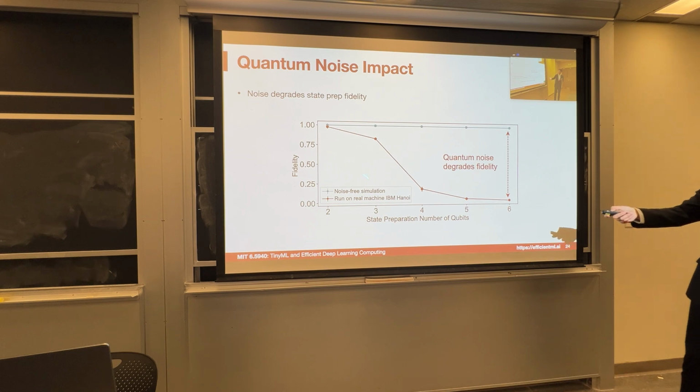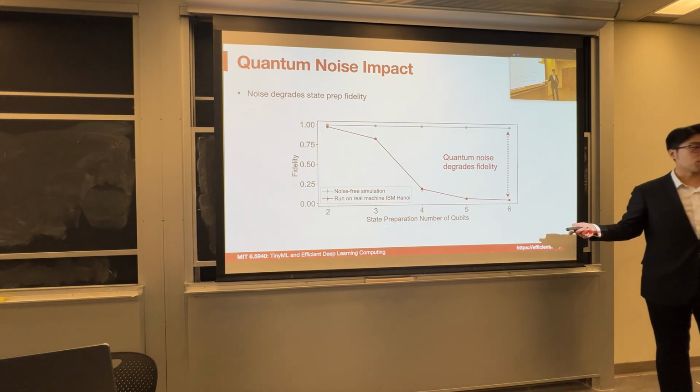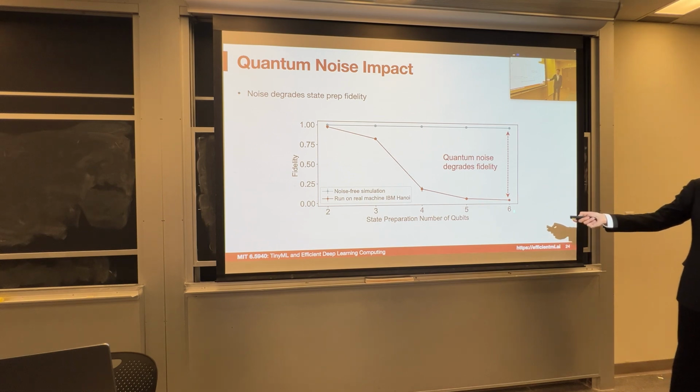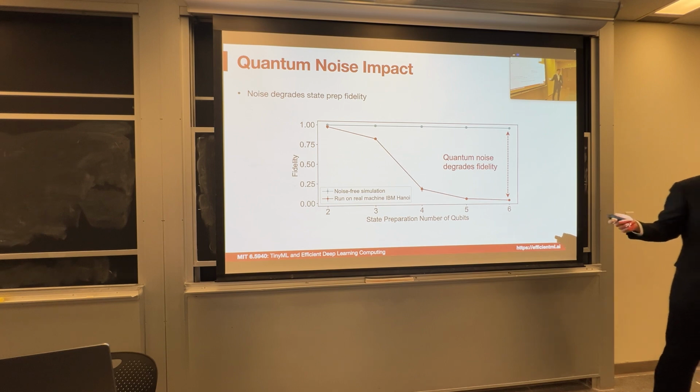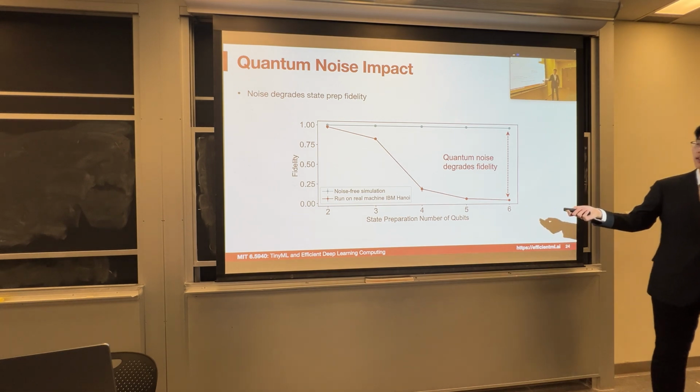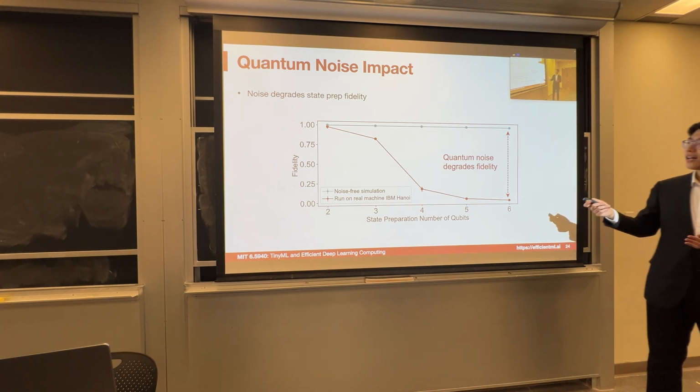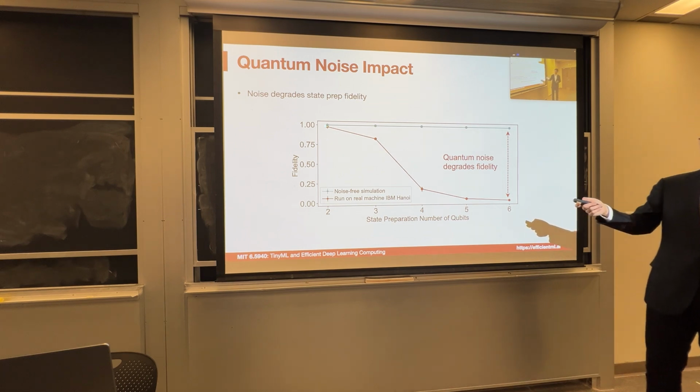So here is a simple example. Say we want to prepare a state of qubits, with a number of, say, 5 or 6. In the green curve, we can see the noise-free simulation of our state preparation, and the fidelity is very close to 1.